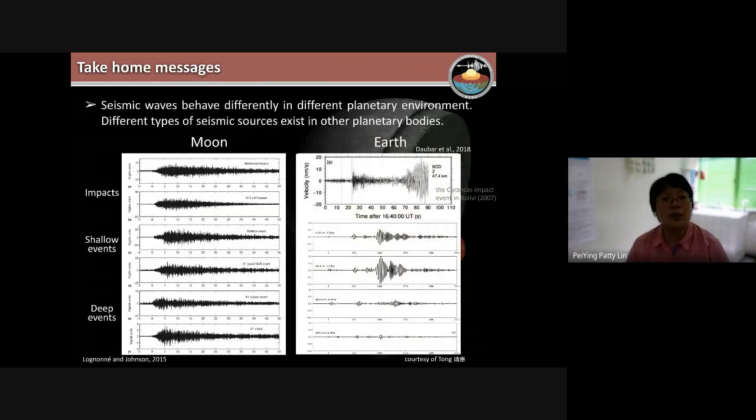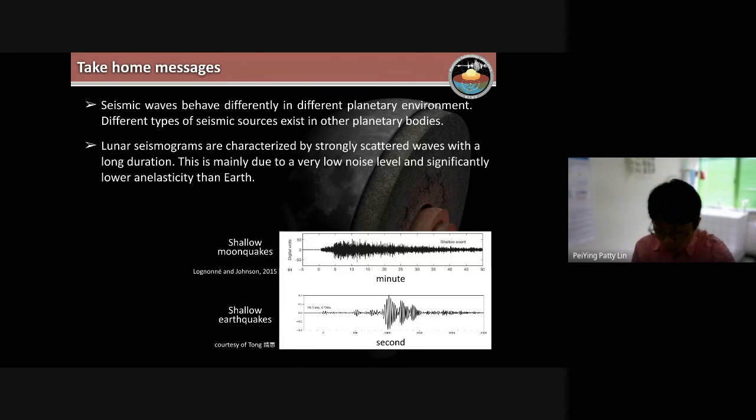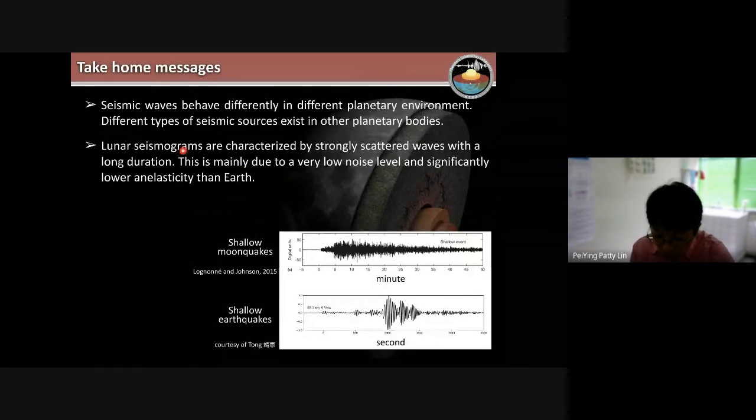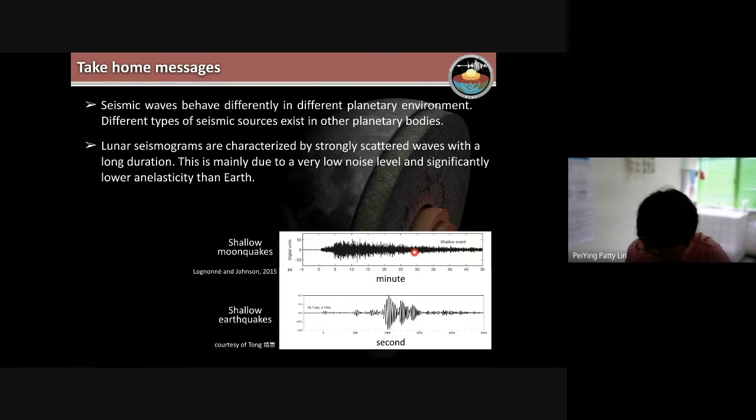So I listed some take-home messages here. First, seismic waves behave differently in different planetary environments, and different seismic sources exist in other planetary bodies. So if you go to another planet, you should expect other seismic signals. Second, the key thing is that lunar seismograms are characterized by strong scattering waves with long duration. This is mainly due to the very, very low noise level and significantly low anelasticity.